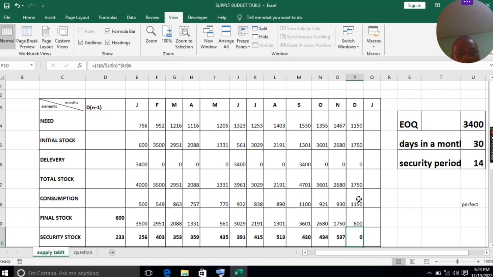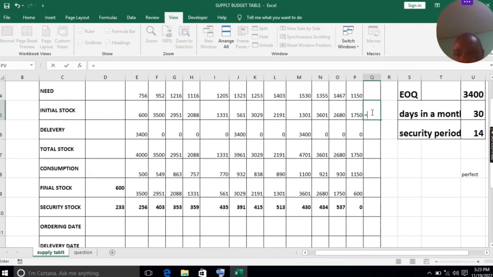You discover that this is the 600 that we start with. I think it is the policy of the company to always keep at the end of the year 600 units as closing stock. Let us put it here. That is it.